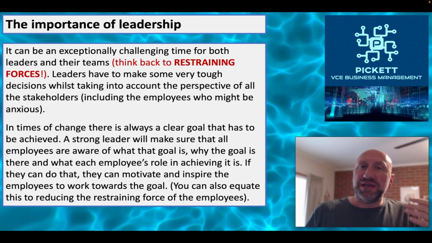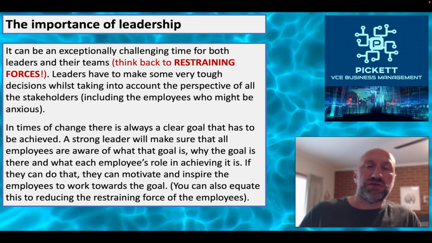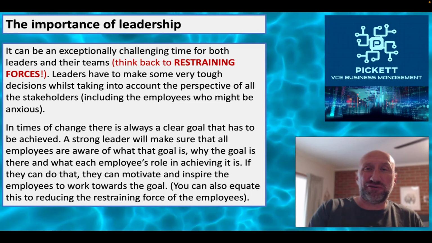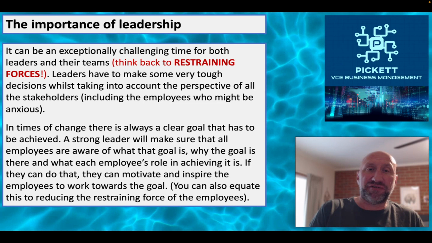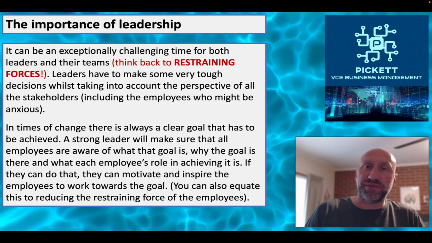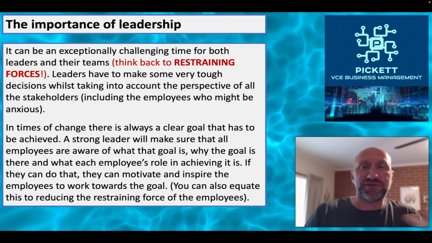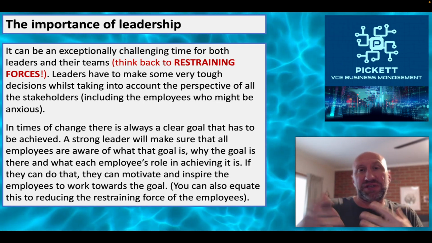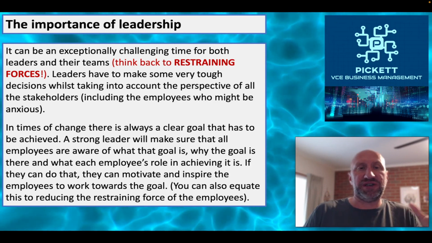Okay. Now, it can be a really, really difficult time for both leaders and their teams. Think back to restraining forces. Employees can be a big restraining force, as can managers. It's a really, really stressful time. In times of change, people can be uncomfortable with change. People like to be in their comfort zone. People don't necessarily like this process of change. So it can be a really, really tough time.